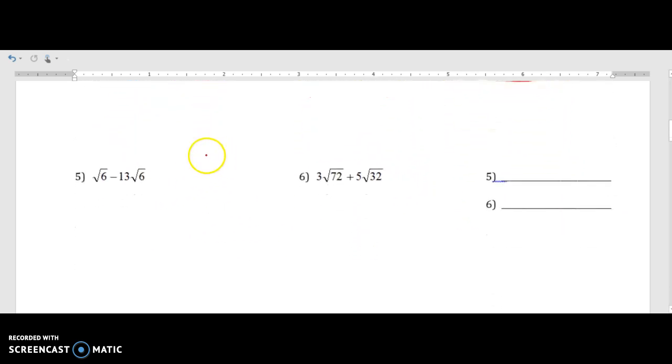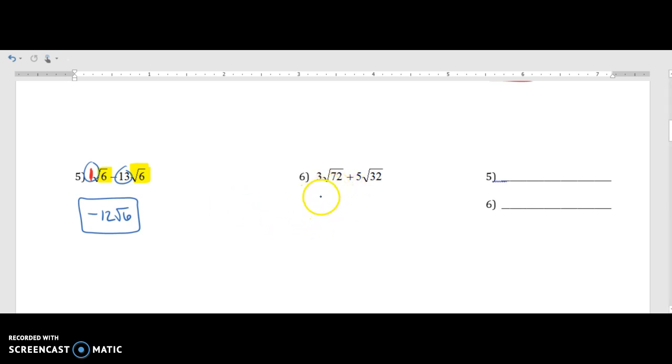Number 5 was probably the easiest problem on the quiz. Remember, if there's no number in front, we picture it being a 1. And if I look, root 6 and root 6, these are like radicals. Therefore, all I do is add or subtract the numbers in front. So 1 minus 13 is negative 12. And then I bring down the root 6 with it, and I am done. Remember, you're subtracting those two terms, and you're basically combining like radicals.